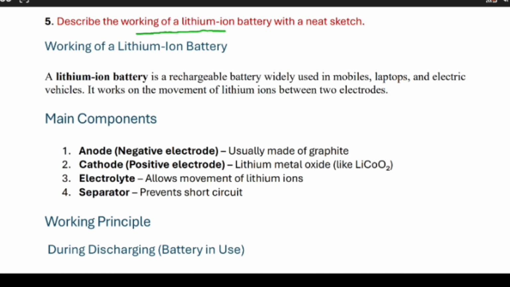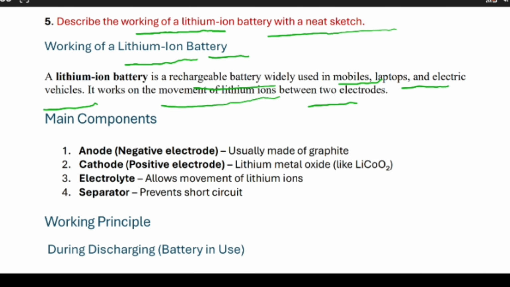Next, describe the working of lithium-ion batteries with a neat sketch. Lithium-ion batteries are rechargeable batteries. We widely use them in mobiles, laptops and electric vehicles. It works based on the movement of lithium ions between the two electrodes. The anode, cathode, electrolyte and separator are the main components.